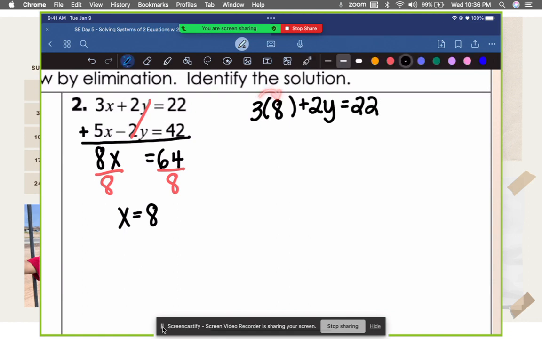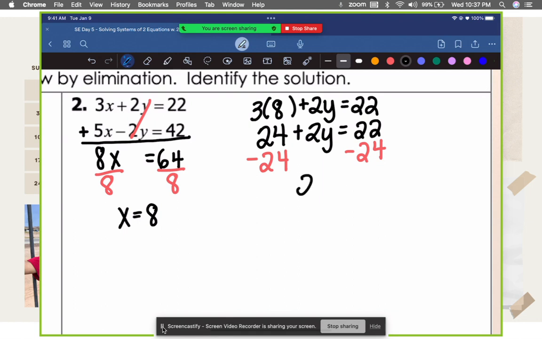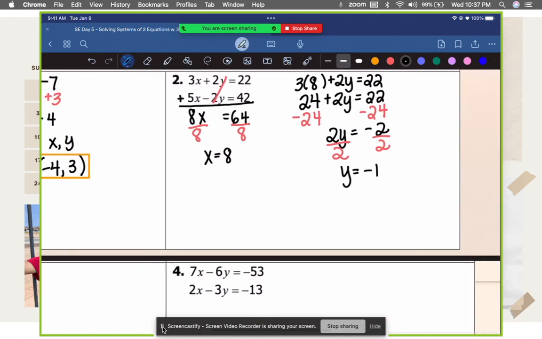Distribute here. 3 times 8 is equal to 24. Okay, this 24 is being added to the 2y, so I'm going to go ahead and subtract 24 on both sides. That leaves me with 2y equals negative 2. Then I'm, of course, going to divide both sides by 2. Leaves me with y equals negative 1. Okay, once you have both values, you're, of course, again going to write it as a point. And you're good to go.